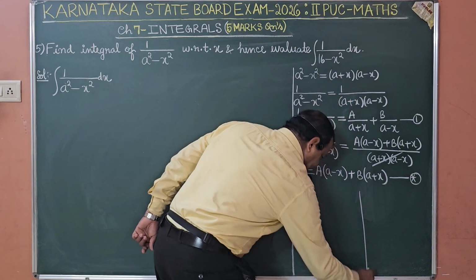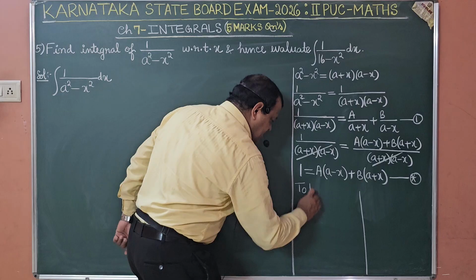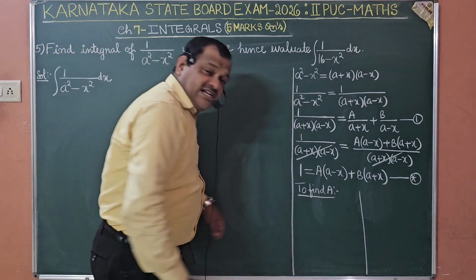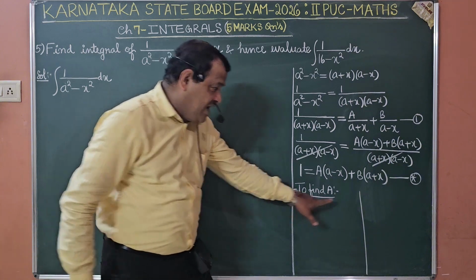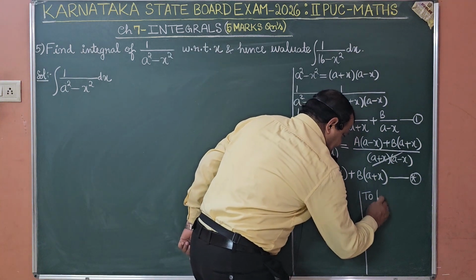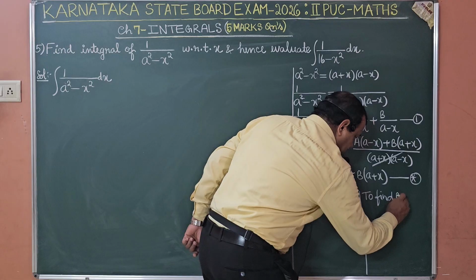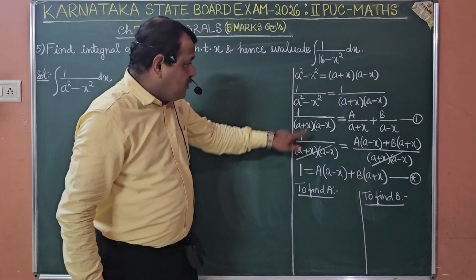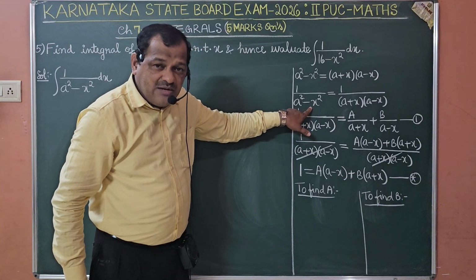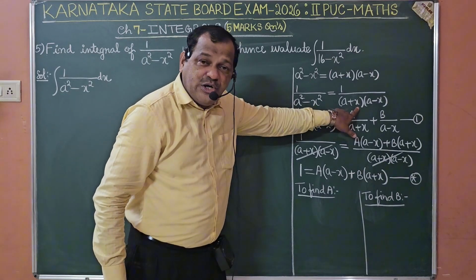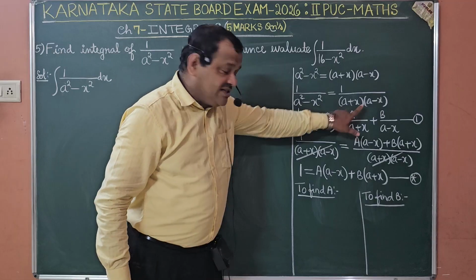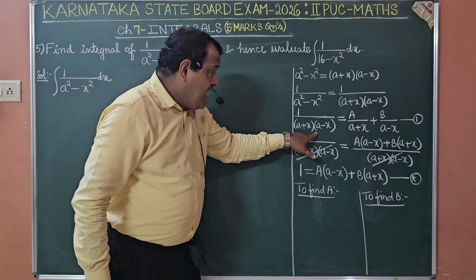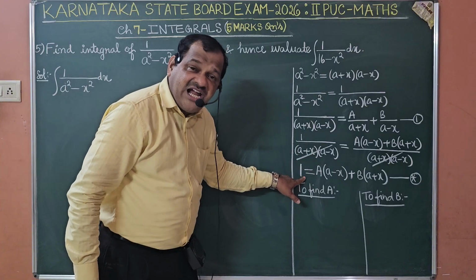Now I would like to find unknown A first. All this writing is not necessary in the exam; but here, since everyone should understand, I am explaining it in detail. Otherwise, directly from this step, 1 by a square minus x square is equal to 1 by a plus x into a minus x, you can write equation 1 directly.